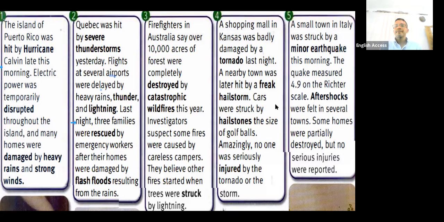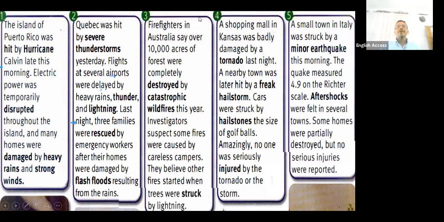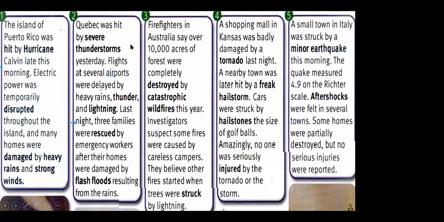Okay, Felix, number 3, please. Felix, are you there? Oh, sorry, my microphone, teacher. Number 3. Yes, firefighters in Australia say over 10,000 acres of forests were completely destroyed by catastrophic wildfires this year. Investigators suspect some fires were caused by careless campers. They believe other fires started when trees were struck by lightning.